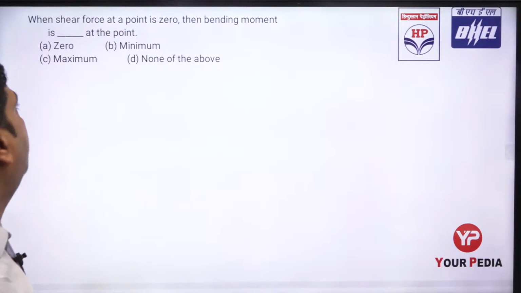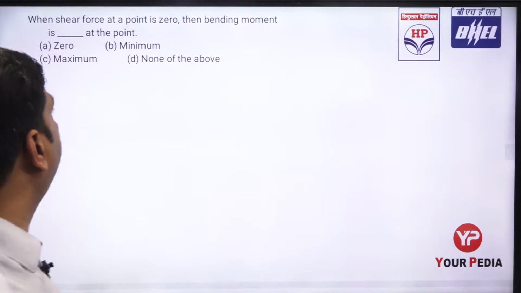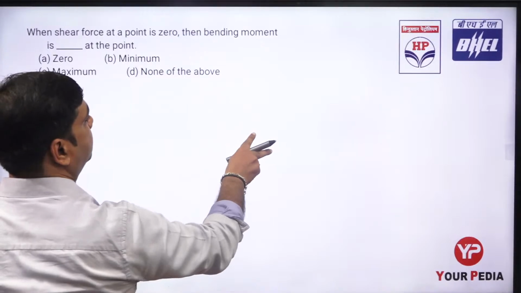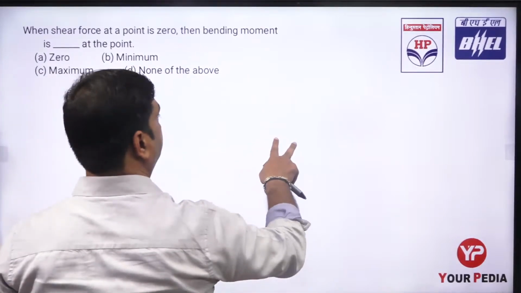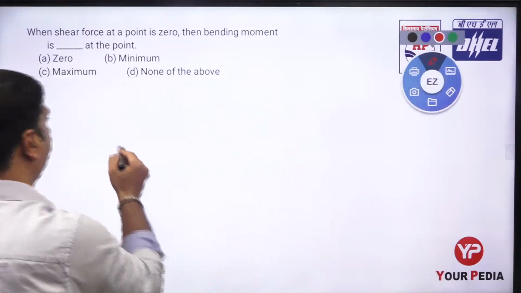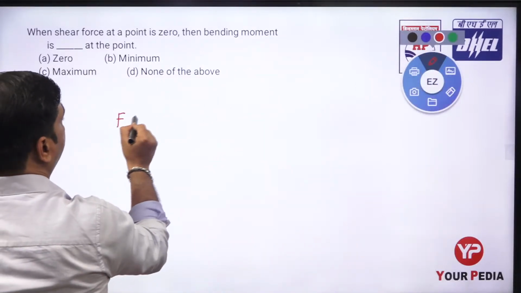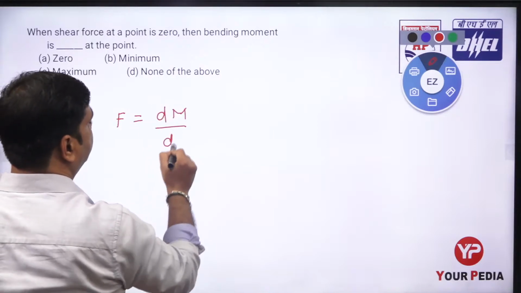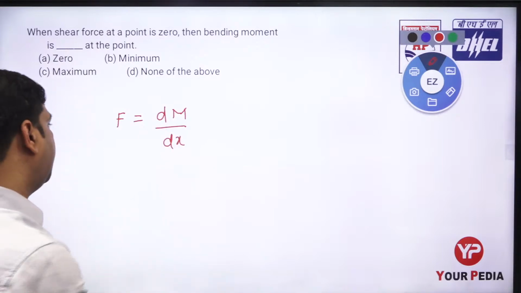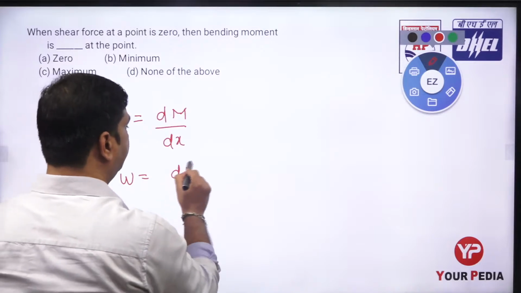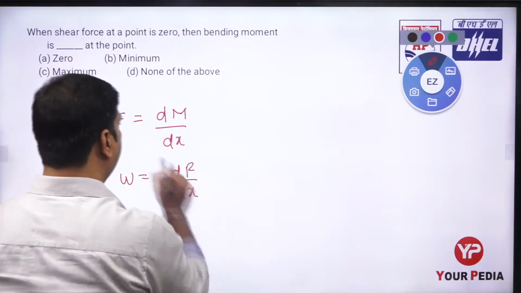What is the value of bending moment when the shear force at a point is 0? Maximum, minimum, 0, none of these. As I know, shear force equals the change of bending moment, dM by dx, with respect to distance. Similarly, for the intensity of load, it equals dF by dx. So here I'm just talking about this one.